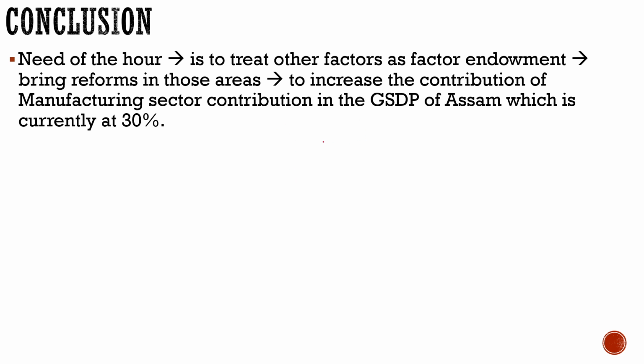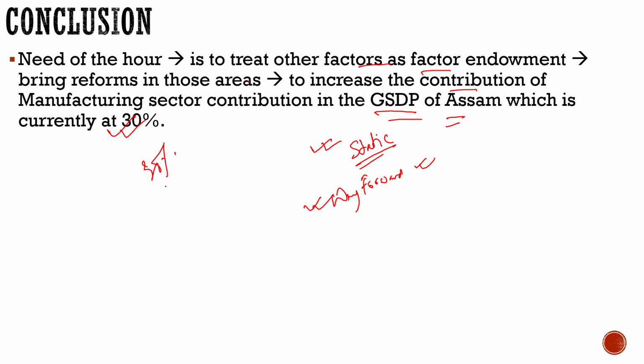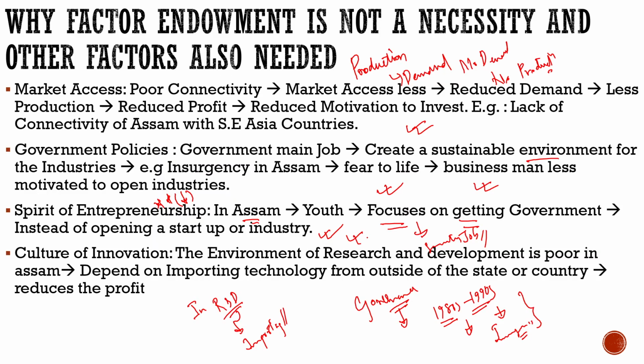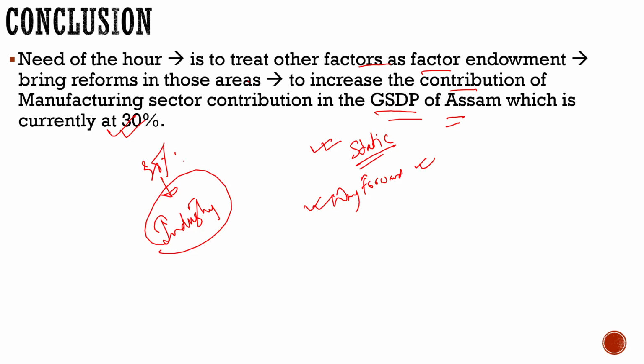Now it is also an analytical question, so it is also a static question. So you need to give a static conclusion. Either you can give a way forward, or if you are running short of time, just write a general introduction and conclusion: the need of the hour is to treat other factors as endowment factors to bring reforms in those areas, so that the contribution of the manufacturing sector in the GSDP of Assam, currently at 30%, might rise. Currently 30% of the GSDP of Assam comes from industry, but if such factors are taken into account and reformed, then this contribution might rise from 30% to 40%. I hope this question is clear to you all.